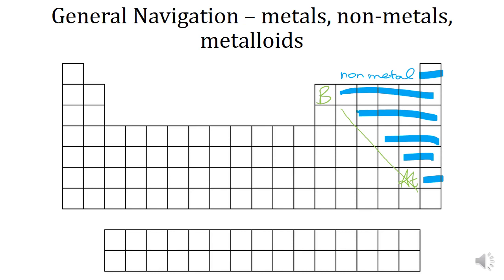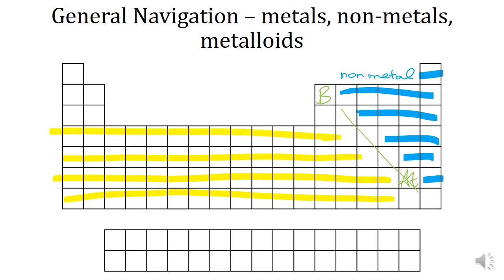So non-metals. Metals is everything to the left. And that includes the lanthanoids and actinoids. Now, I've shown hydrogen here as a metal.